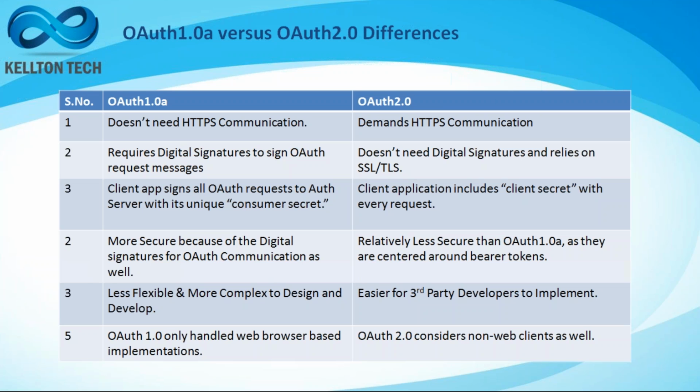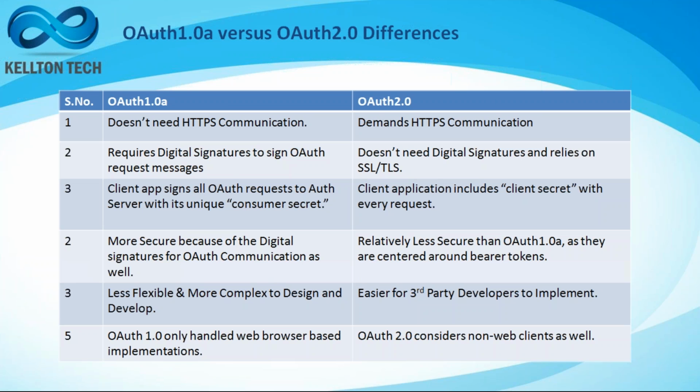The other advantage, or other difference, is that OAuth 2.0 considers non-web clients as well, like server-based clients, whereas the bigger limitation with OAuth 1.0 is that it only implements web browser-based clients. And as well, if we look at the trend, most of the larger big companies like Google are revoking the OAuth 1.0 security mechanism, and they are moving on to OAuth 2.0.